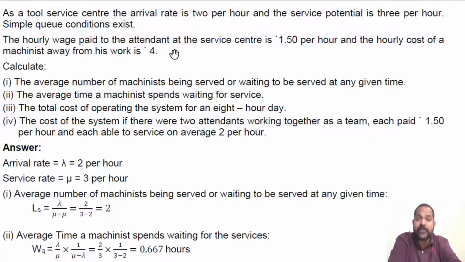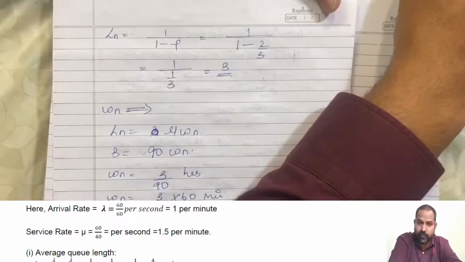The hourly wage paid to the attendant at the service center is 1.50 per hour. And the hourly cost of a machinist away from his work is 4. Calculate the number of machinists being served or waiting to be served at any given point. The average time a machinist spends, or let me do one thing. Why do all of this? Can't I just directly find everything and then give them what they want? Because anyway, I'm going to end up finding everything. Fine, let's do that then.